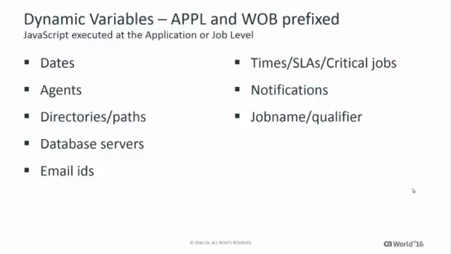Agents can also be a dynamic variable instead of a static, because the agents will change as you move through the life cycle. Directories and paths, database servers, email IDs used for notifications, times, SLAs, critical jobs. All these things may be different as you go through the life cycle, as well as specifically job names and qualifiers. You may want to qualify them as you move through. So those things will also be different and not really categorized as a static variable.